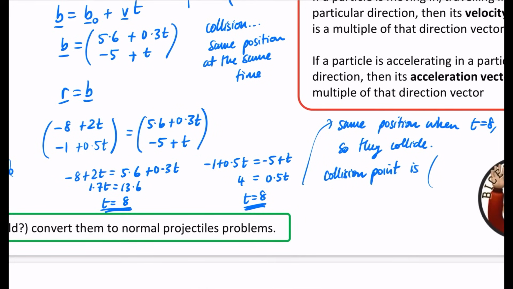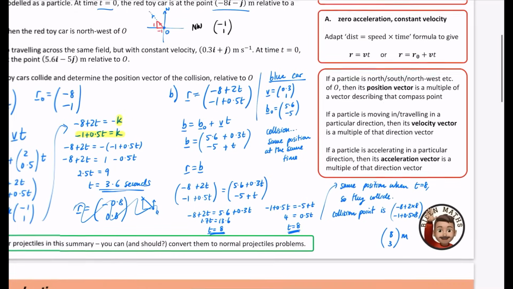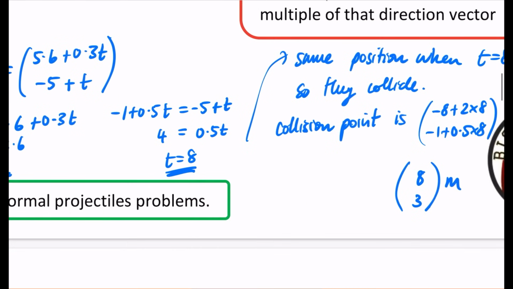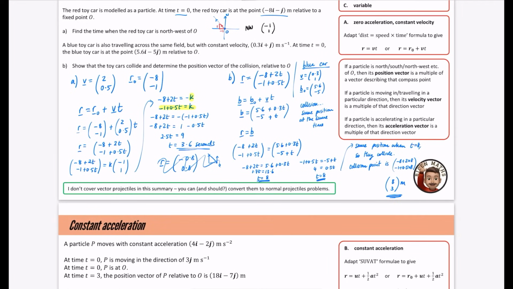So I'll do minus 8 plus 2 times 8, and then I'll do minus 1 plus 0.5 times 8. So our answer is going to be minus 8 plus 16, that's an 8. And then I shall do minus 1 plus 0.5 times 8, which is 3. So find the position vector of the collision. So there is our answer that we've got. They collide at 8, 3. And you could write that as 8i plus 3j if you wanted to.